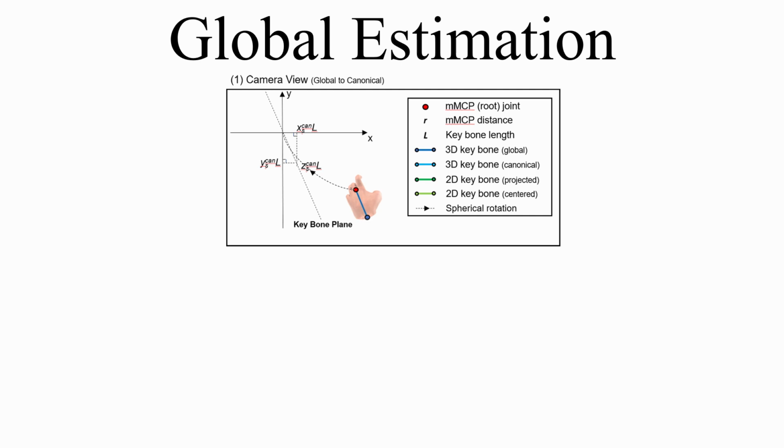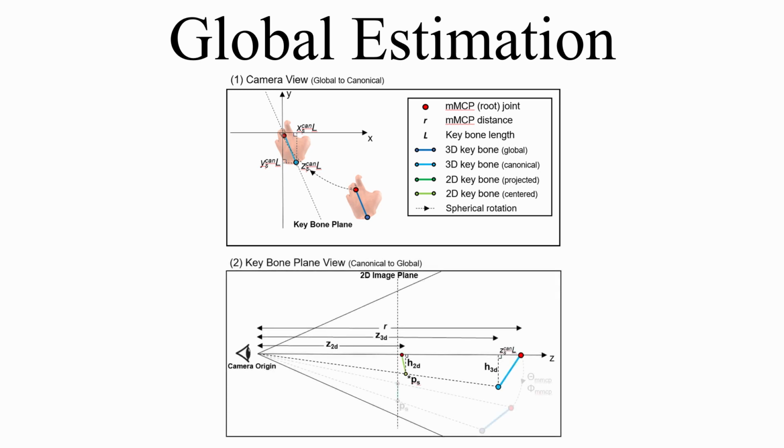During training, we generate the 3D canonical poses by spherically rotating the 3D global poses to the center of the view, then applying zero centering and normalization. During testing, we estimate the depth of the hand pose using the 2D and 3D canonical pose information, camera intrinsics, and actual key bone length. Translate the hand along the z-axis to its estimated distance, and spherically rotate it back to its estimated global position, reversing the steps we used to generate the 3D canonical poses from 3D global poses.